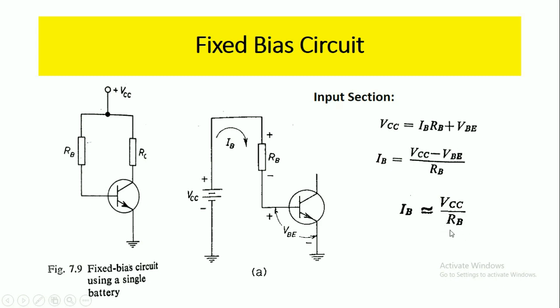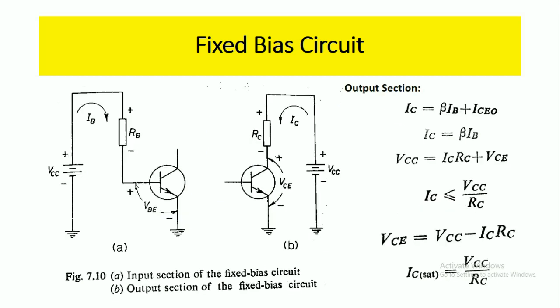Here this resistance RB is fixed and VCC is fixed, so the base current IB is also fixed. So we can call this circuit a fixed bias circuit. And next we will go for the output section.